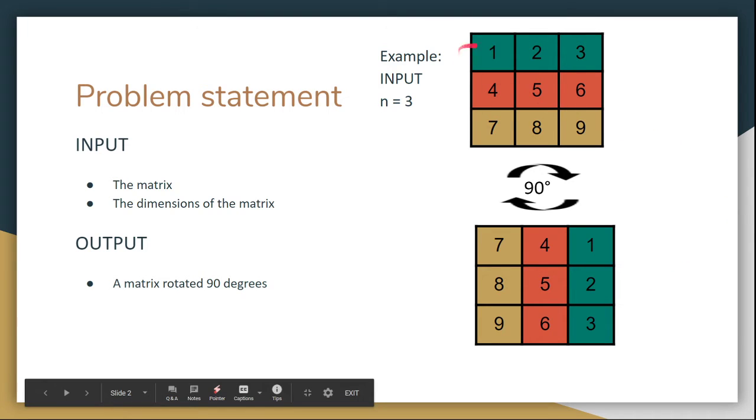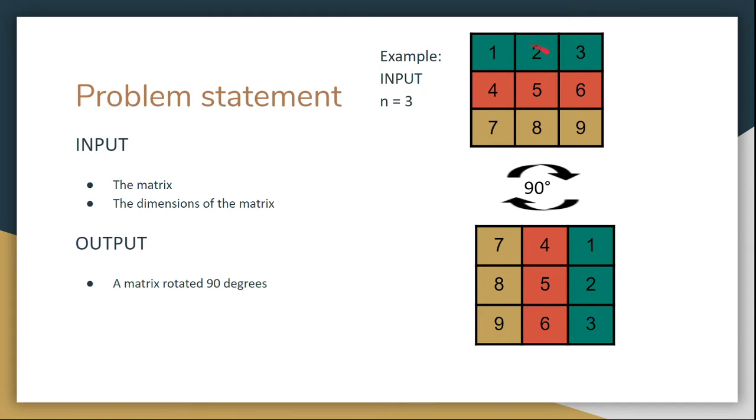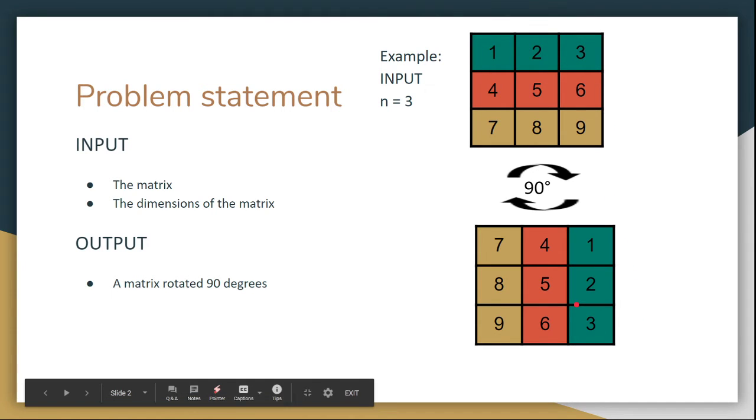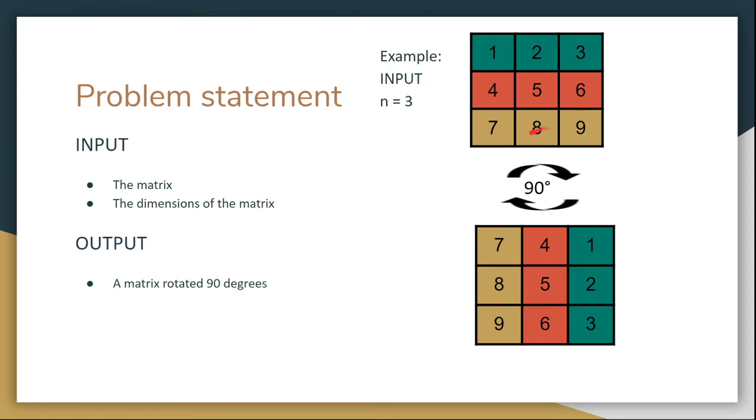So you take this row to rotate 90 degrees. To rotate the matrix 90 degrees, you have to take this row and move it to be this column. Same with this row and this row.